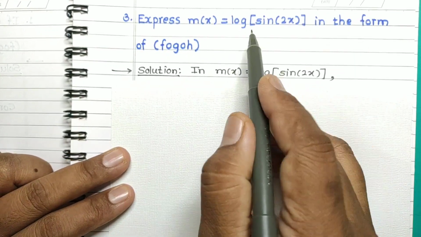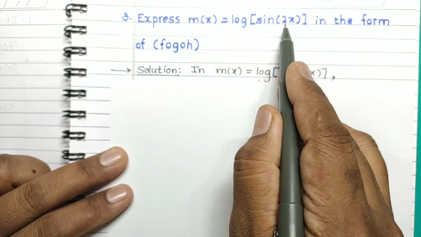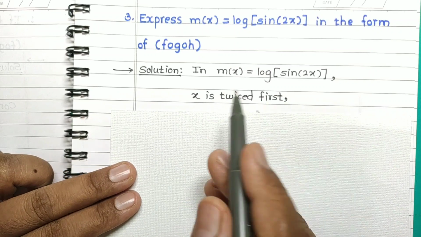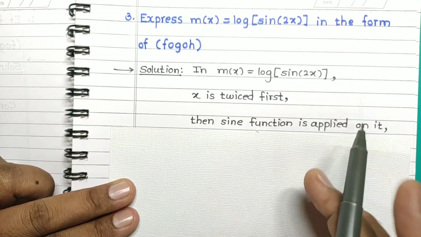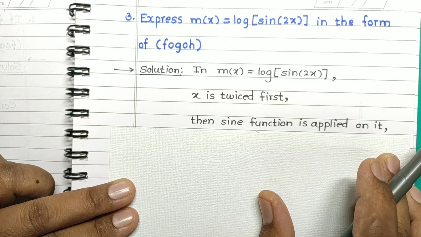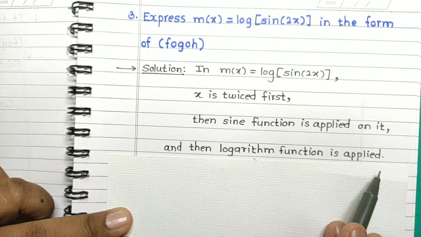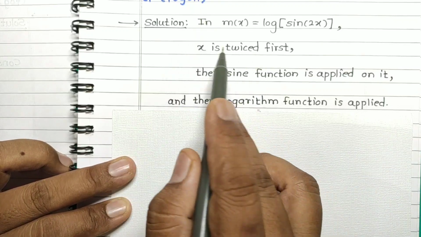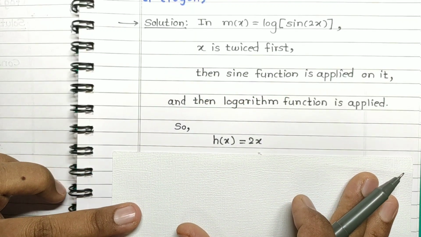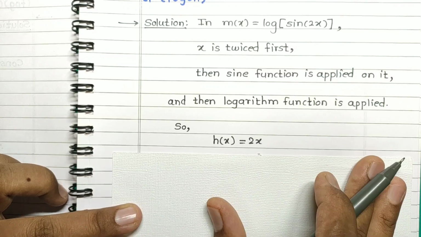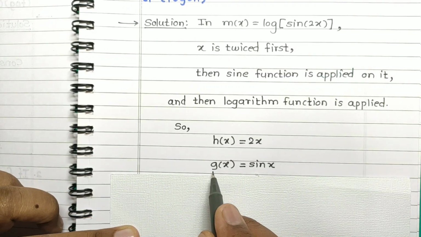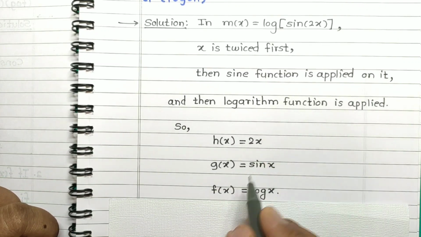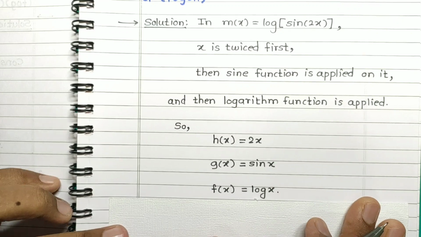So let's observe some terms here. We observe that x is twice first. So here it is, x is twice first, then sine function is applied on it, and then logarithm function is applied. So the h function is what? 2x. So let's denote h of x by 2x. Then sine function is g of x, and finally applied function logarithm function, so it is f of x.